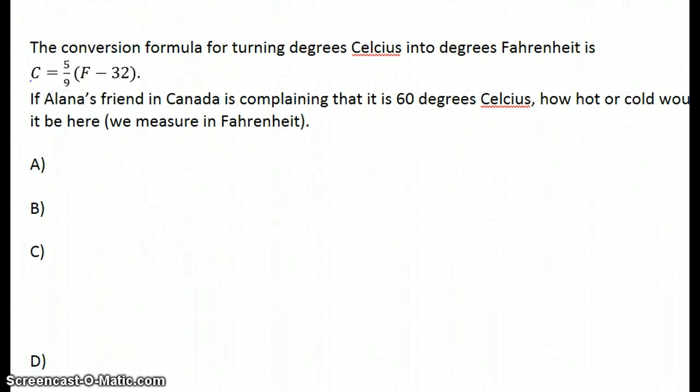Last one. The conversion formula for turning degrees Celsius into degrees Fahrenheit is that Celsius equals 5/9 times Fahrenheit minus 32. If Alana's friend in Canada is complaining that is 60 degrees Celsius, how hot or cold would it be here if we measure in Fahrenheit? So our unknown is going to be our Fahrenheit.